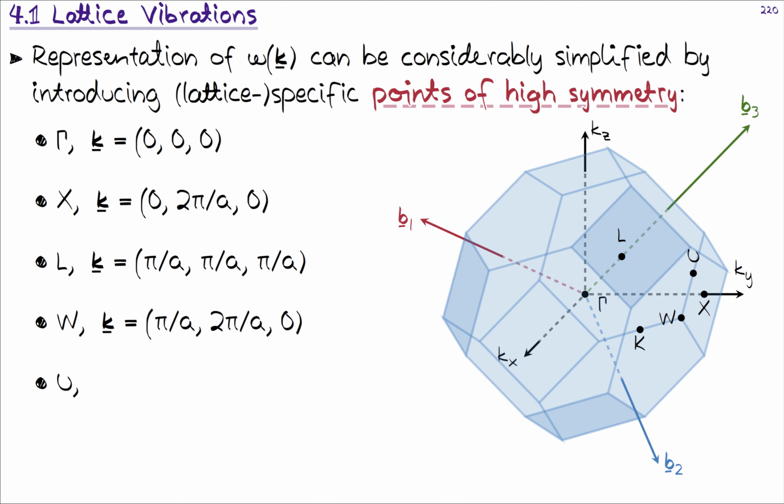And then we have U, which is in the location of Kx equals pi over 2A, Ky equals 2 pi over A, and Kz equals pi over 2A. I'm hoping that I'm not making any silly mistakes in these.